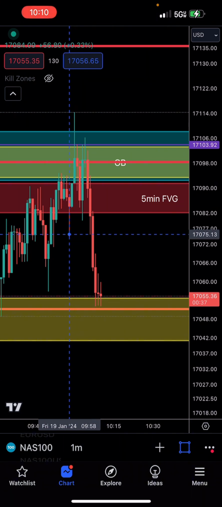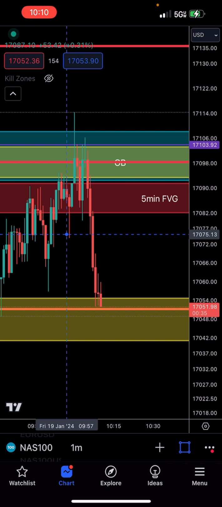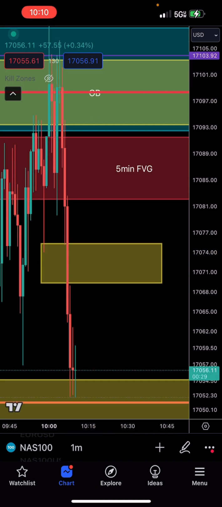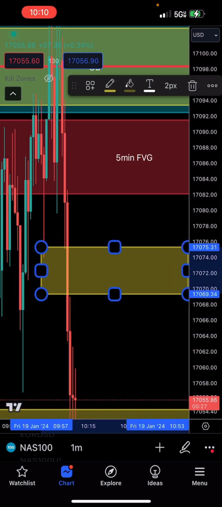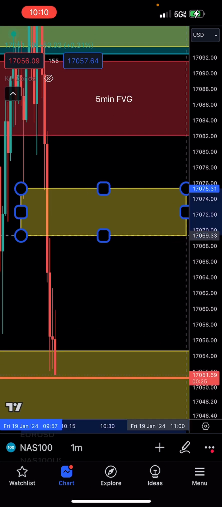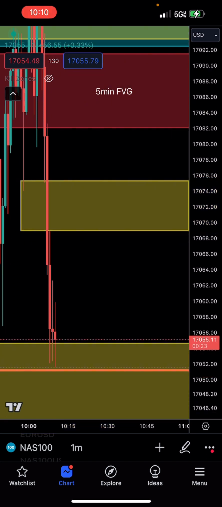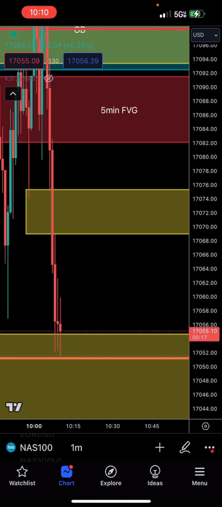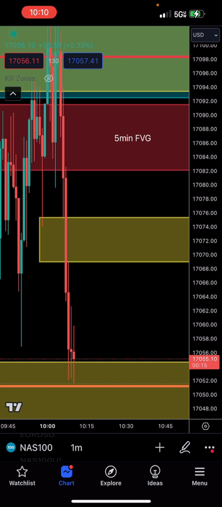Mark up this 1-minute fair value gap. The market could want to come back here. We're going to see. I want to be patient, man. I want to be a little patient with this trade. I may even add to it. I don't really know.